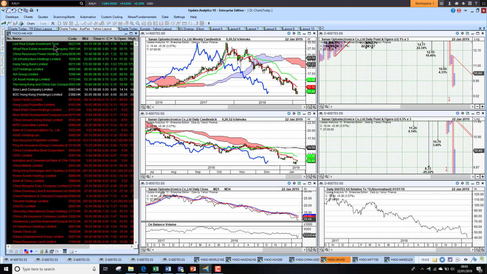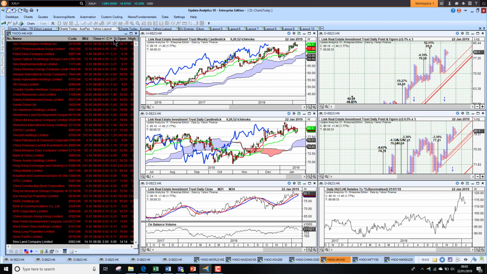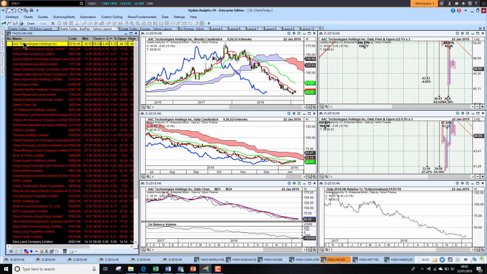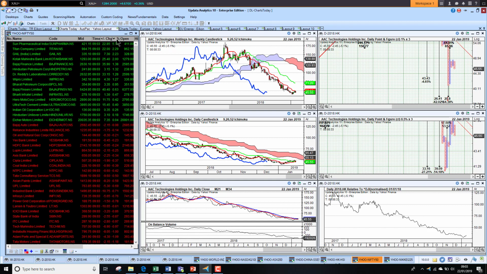The Hang Seng, we saw only a handful of stocks up. Link Real Estate was up 1.7%. On the downside, just click on the top of the column, AAC were down 5%. These are the sorts of numbers that are really dragging the index down. Again, really big downtrends.